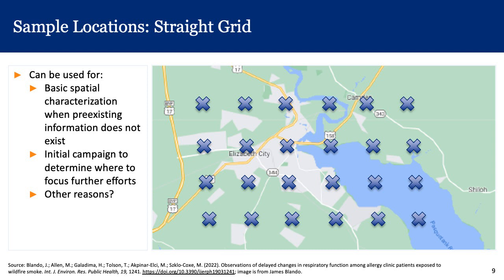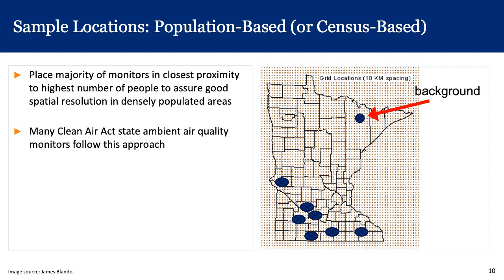This is oftentimes helpful when you don't have pre-existing information. This may also be helpful on your initial sampling campaign, where you're just trying to get some basic information to know how the pollutant is distributed in that area, and that may further guide different sampling approaches in the future. But a straight grid can be very useful for those preliminary evaluations. There are some other approaches that can be utilized as well.